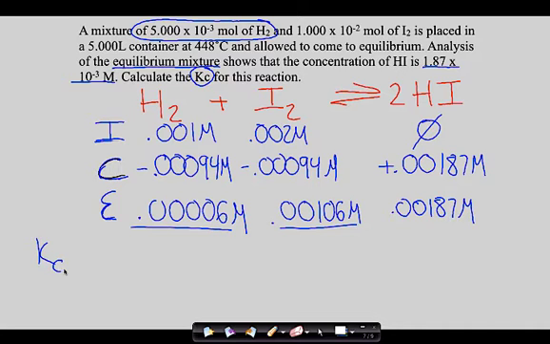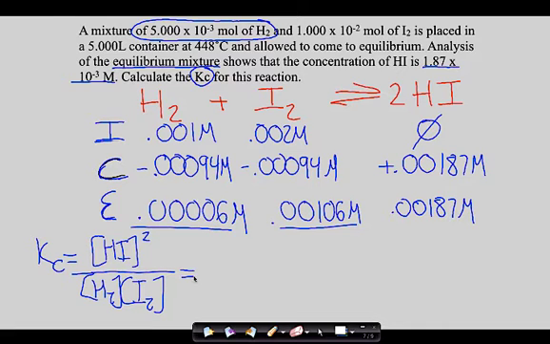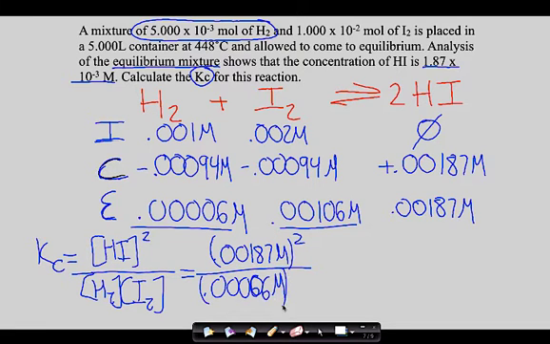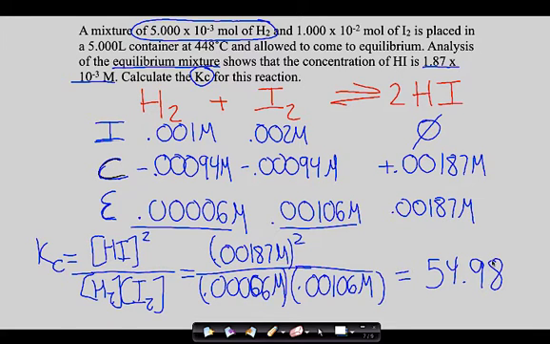So then, guys, to solve for KC, we go KC is equal to products. That's HI squared divided by reactants. That's H2 and I2. And then moving over, our HI is 0.00187 molar squared divided by 0.00006 molar times 0.00106 molar, and doing that math, 0.00187, square that, divide that by 0.123406, divide that by 0.00106, and guys, I get 54. Significant digits are kind of out the window at this point, but I got 54.98.